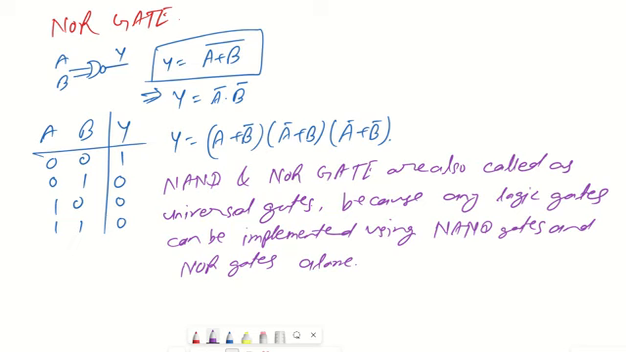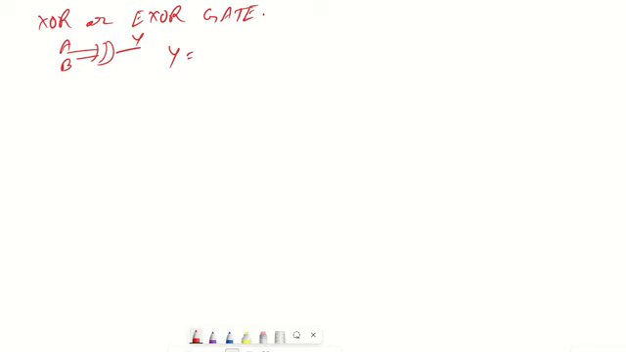Now we'll talk about another very important gate, which is called the XOR gate. So let us talk about the XOR gate. In this XOR gate, the symbol is like this. Let us say we have inputs A, B and the output is Y. Y is written as A XOR B, where XOR is a plus sign with a circle around it.